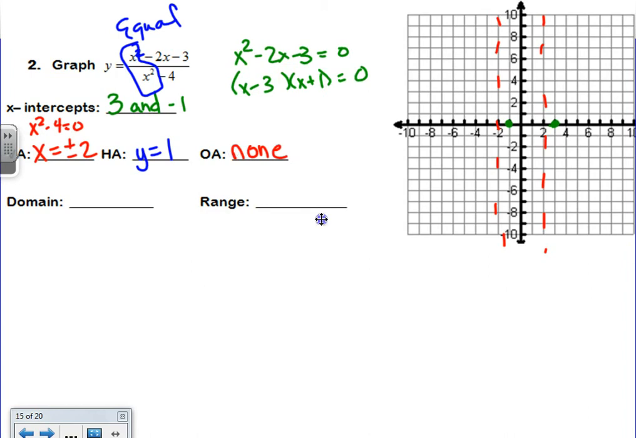The domain is that x cannot equal positive and negative 2. And the range is that y cannot equal 1. Ew, I never drew in my horizontal asymptote. Oh goodness, definitely not drawing so hot. Okay, so I don't even know what this guy looks like for sure.